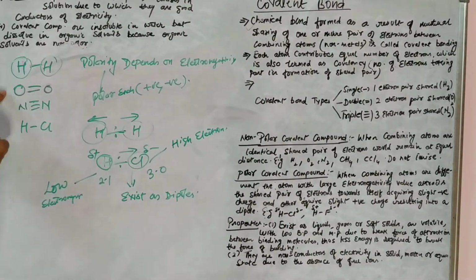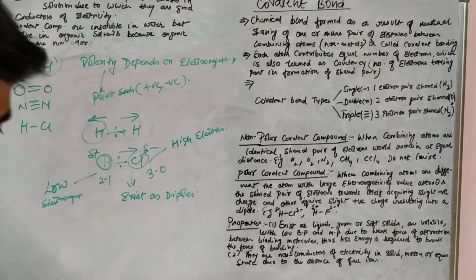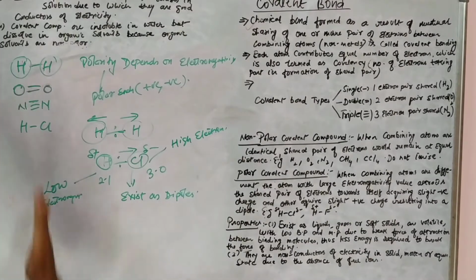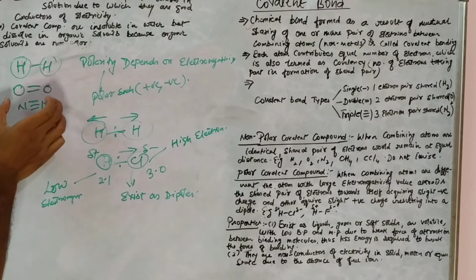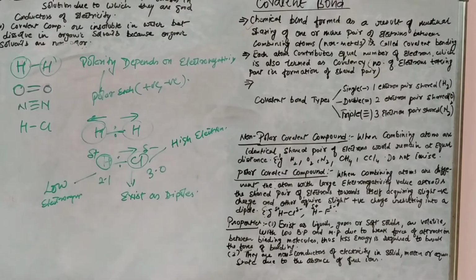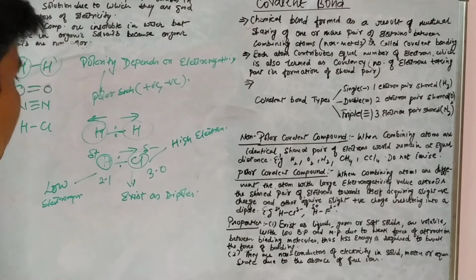Same is the case here. Both oxygen atoms will attract the shared pair of electrons with equal force. So the shared pair of electrons will lie in the middle, right? Hence no polarity would develop in these three molecules that are made up of the same types of atoms.